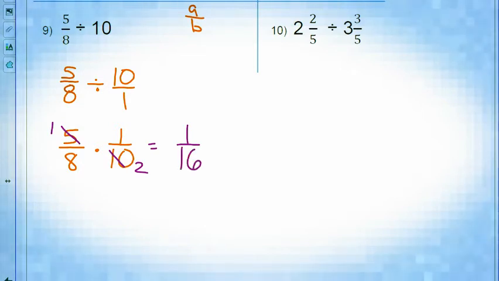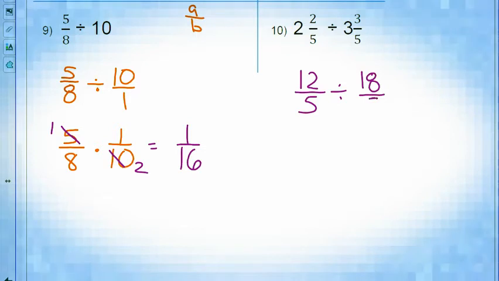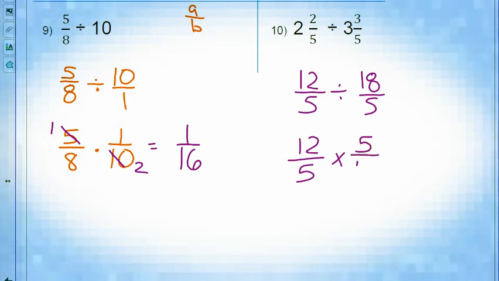Moving on. Same thing. Got to change these mixed numbers to improper fractions. 2 times 5 is 10, plus 2 is 12 over 5. Divided by 3 times 5 is 15, plus 3 is 18 fifths. I'm going to keep the first fraction the same. I'm going to change to multiply, and I'm going to use the reciprocal of the second number. I'm going to flip it. Now, you may have noticed a pattern.